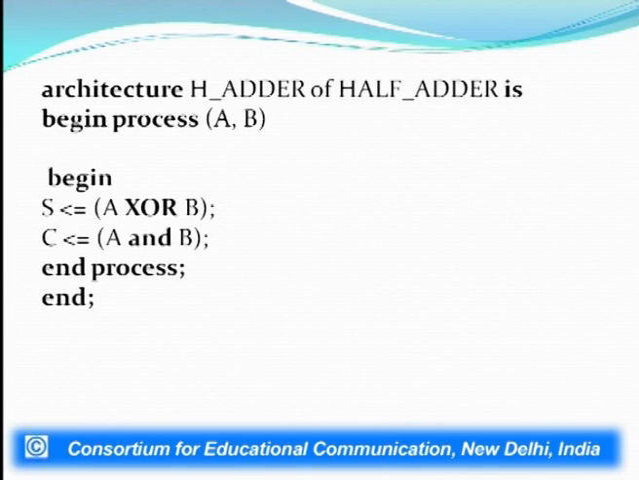Whereas in the case of the process statement, if a change occurs on either of the signals in this parenthesis, then the entire set following begin will be executed. So we can see process (A, B), begin, S equal to A XOR B, C equal to A and B. Now once the simulation starts, the first statement to be executed will be S equal to A XOR B, and the second statement will be C equal to A and B, because this is a sequential type of programming. So obviously the sequence will be followed, sum followed by the carry.